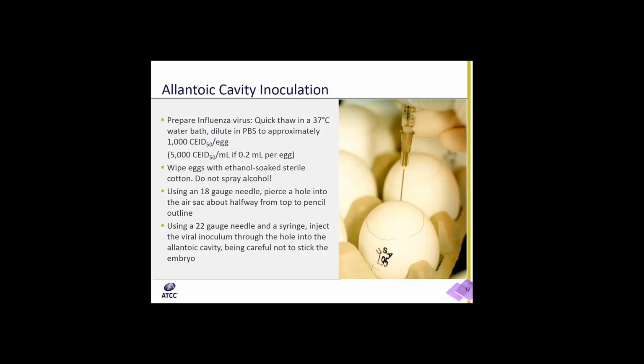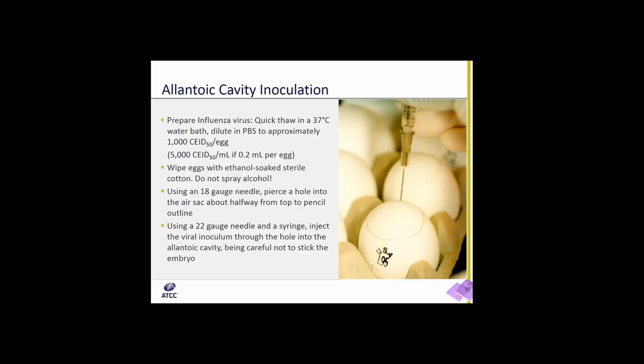And then after you've poked holes in all of the eggs, you get a 22-gauge needle attached to a syringe with your inoculum. First, you're going to inoculate your negative control eggs with just plain PBS, and then you will move to inoculating your eggs set aside for virus growth.